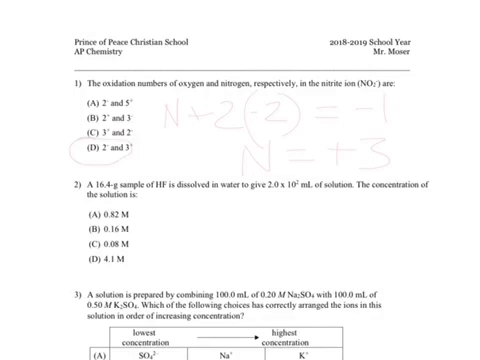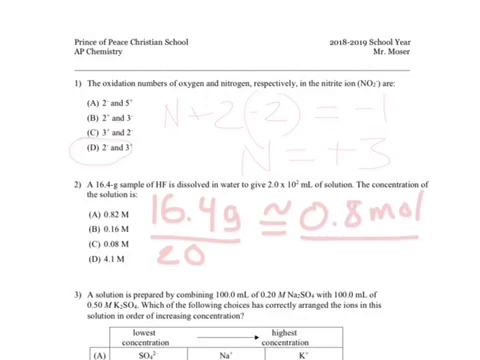Number 2, a 16.4 gram sample of HF is dissolved in water to give 200 milliliters of solution. What is my concentration? Well, to get that we need the number of moles. So we say 16.4 grams divided by 20 grams per mole gives us approximately 0.8 moles.